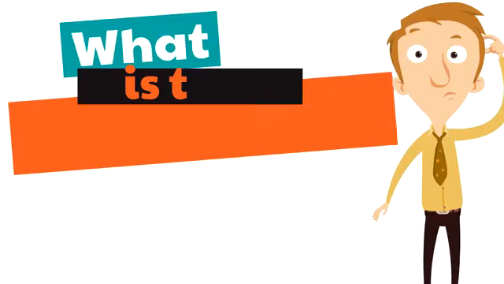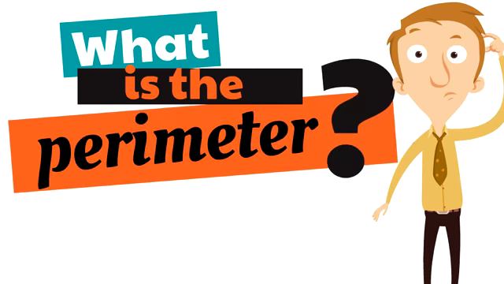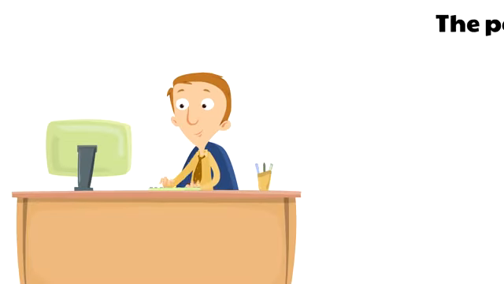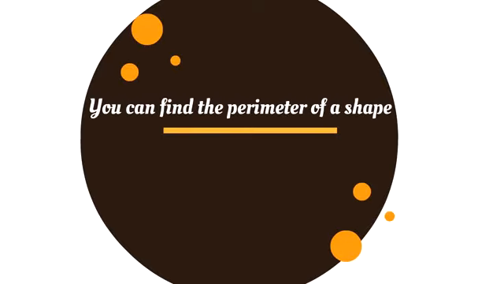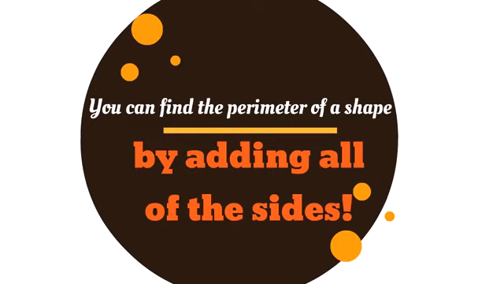What is the perimeter? The perimeter of a shape is the distance around a shape. And it's easy to find. You can find the perimeter of a shape by adding all of the sides. That will tell you what the distance around the shape is.